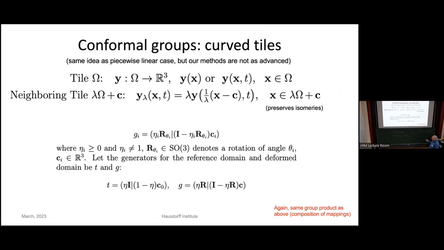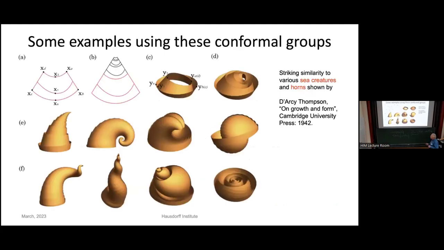Again, we deform the tile according to this mapping, and for neighboring tiles, we use dilatations. The dilatations are then consistent with the choice of group elements. I'm going to choose two group elements of this form, and there are restrictions on the parameters, the R's in SO(3). In all the pictures I'm going to show you, we're just going to take powers of this generator, and powers of the translation group for the reference domain. So there's the reference domain, you can see the powers of the translation group, and the deformed domains in various cases are shown here with different reference domains.